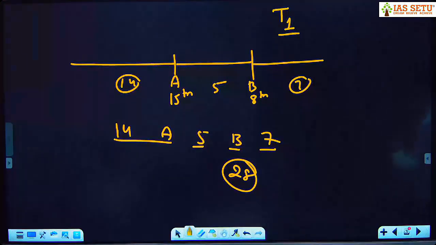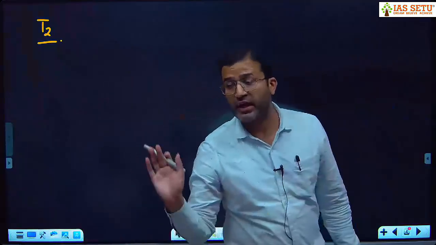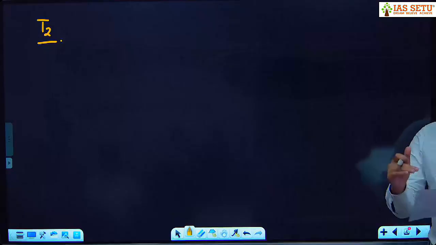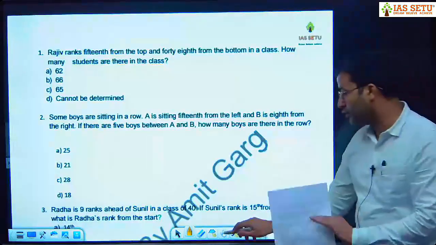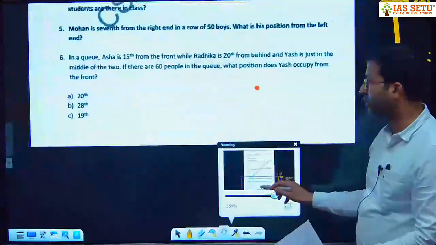Now I take 3-4 different types of question. Type 2 is a favorite type. It has not been asked yet. The question is pending. There can be a direct question from type 2. Question number 6. This is one of the favorite questions in number ranking.